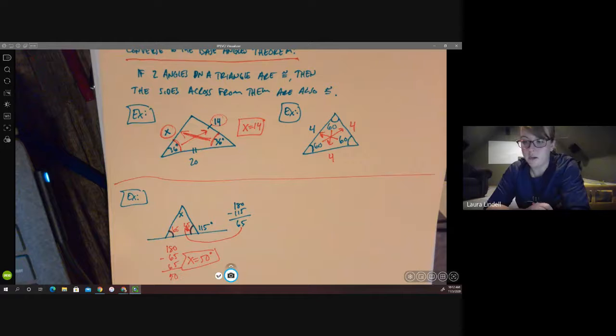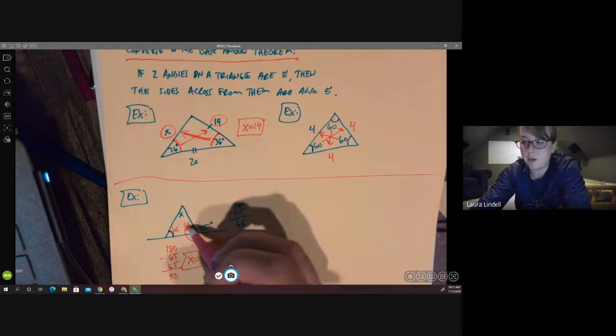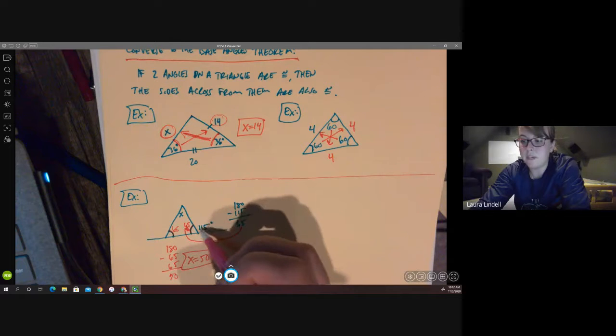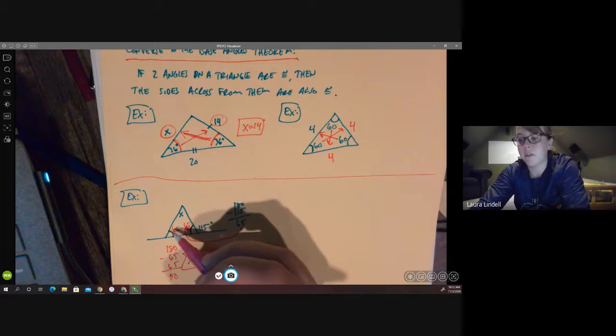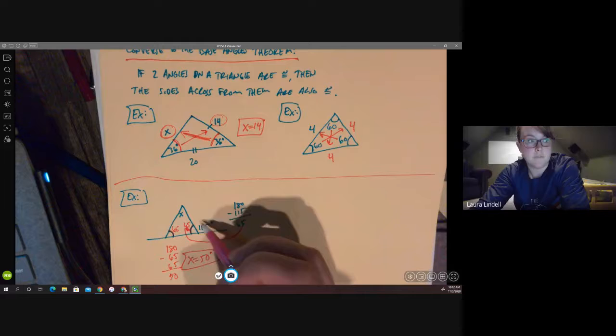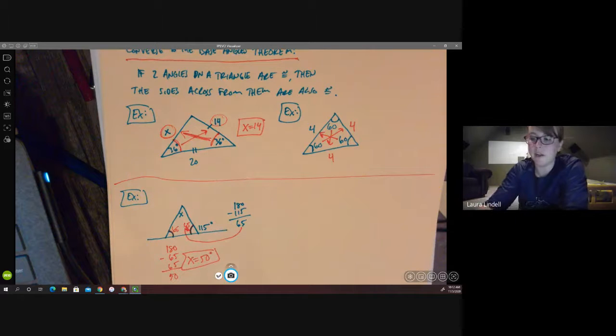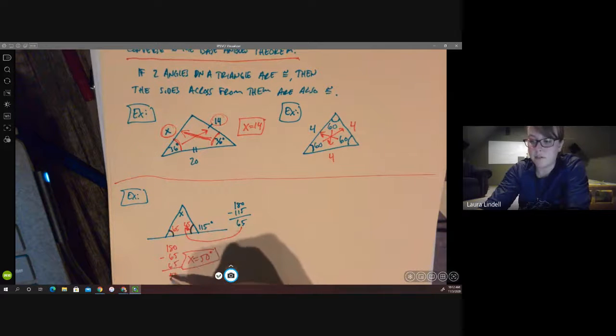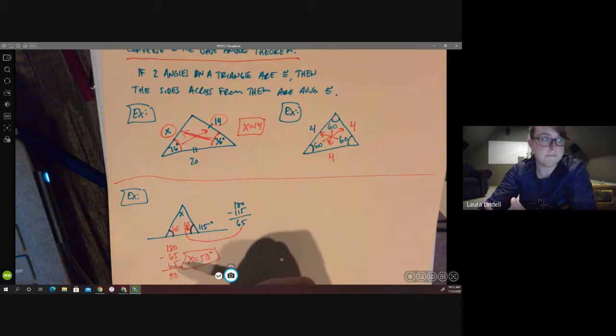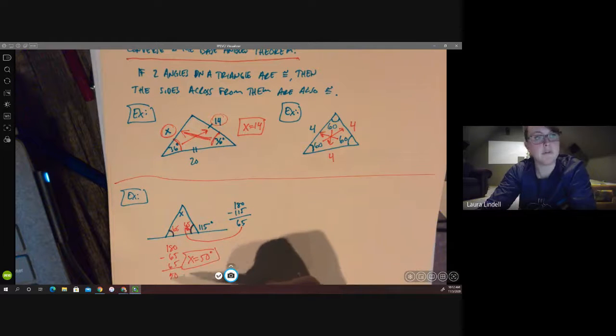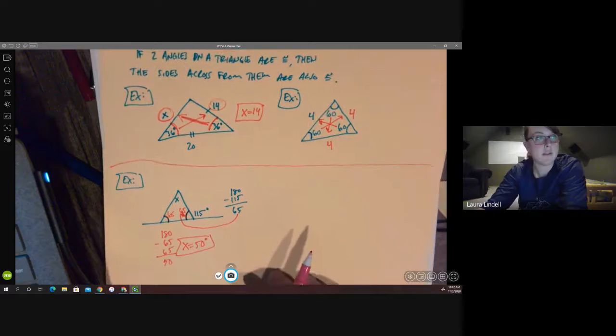Okay. Another way that you could do that, once you figure out that this is 65, you could also go 115 minus 65, because you know that this angle is 65 and these 2 angles add to this one. Either way you want to do it is fine. This is probably the way that's the most clear, that uses the most basic things that we know already.